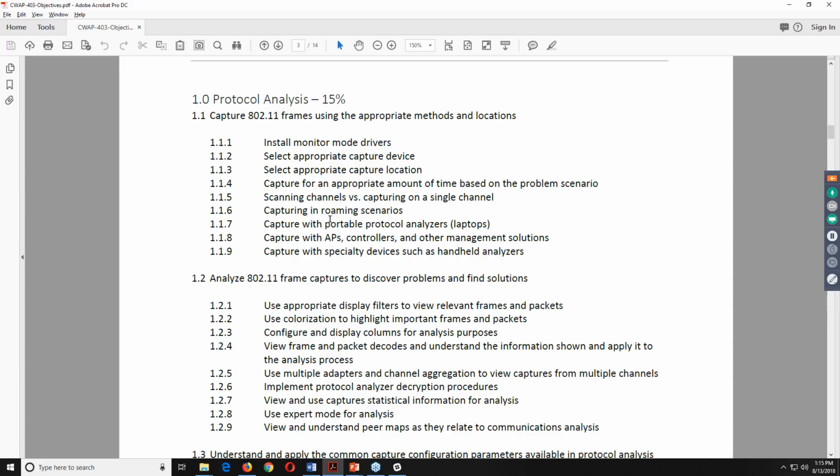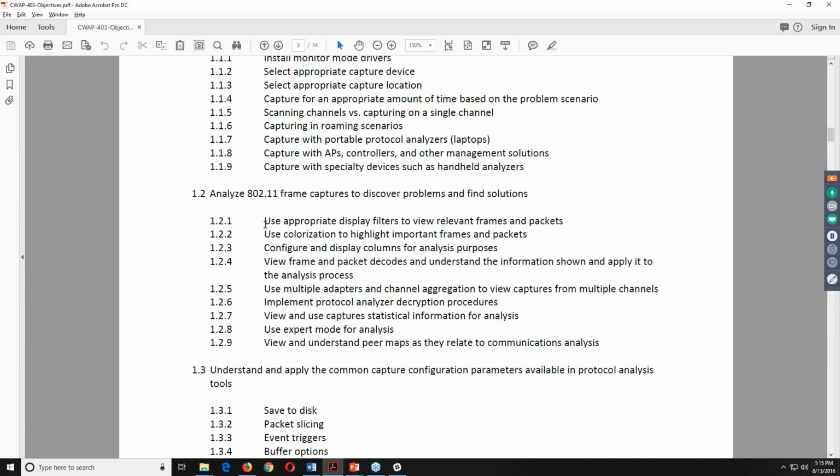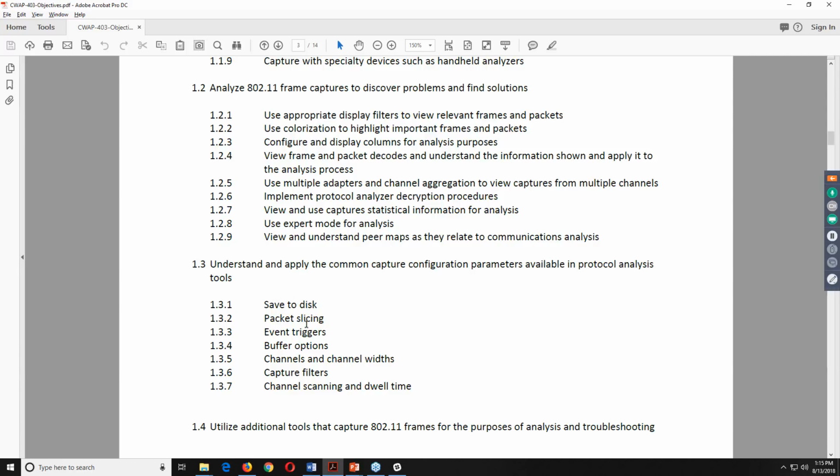Notice that there is no define, understand, comprehend in this particular list here. And then the next list, notice it's use, configure, view, use, implement, view, use, view. Save to disk, packet slicing, event triggers, buffer options, channels, capture filters, channel scanning.